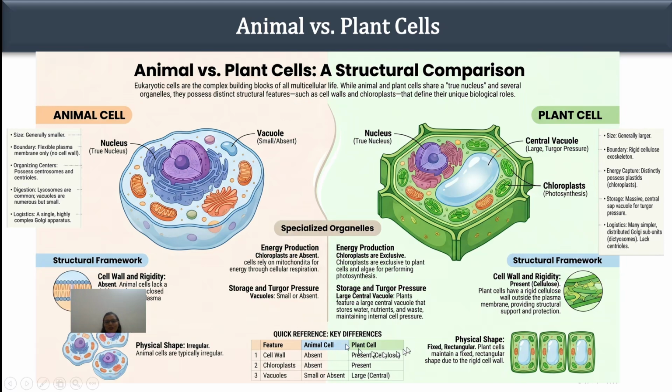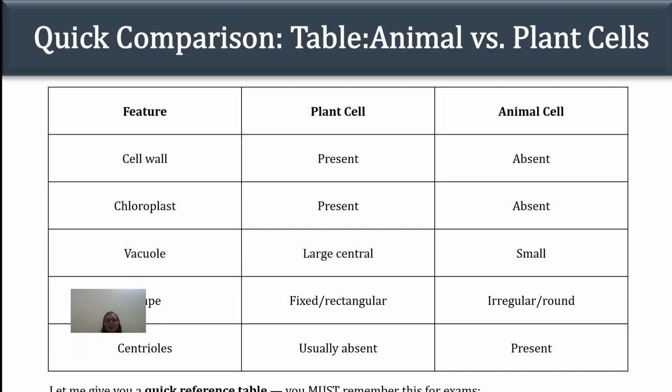So this is all about the key differences between animal and plant cells. Cell wall is absent in animal cells, while here the cell wall is present in plant cells. Chloroplast is absent here, chloroplast is present there. Vacuoles are smaller here, while here vacuoles are larger and central. So this is the animal versus plant cell overview structure. A quick comparison between animal and plant cells.